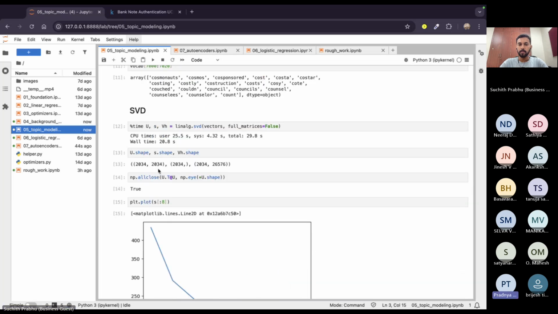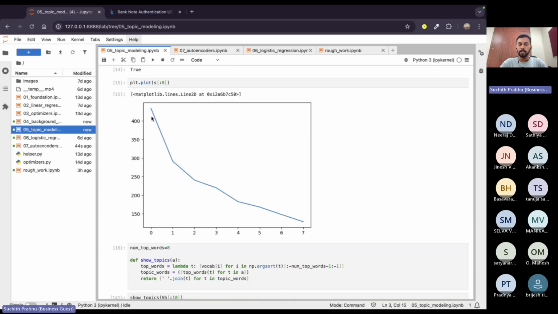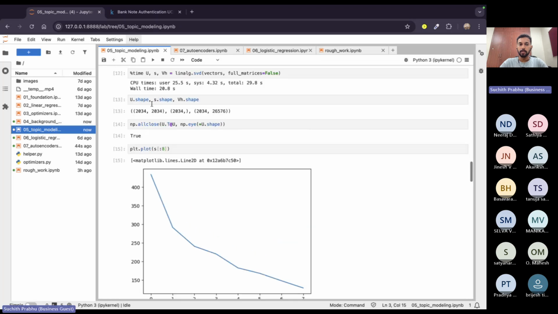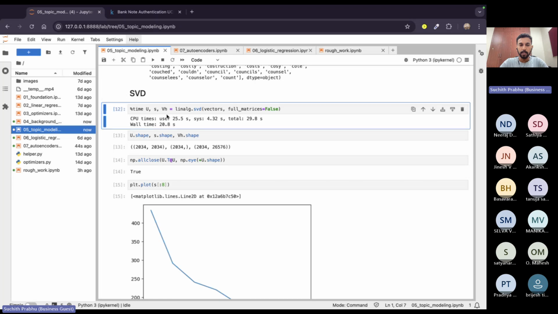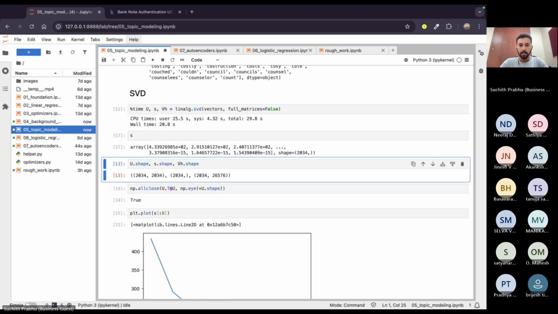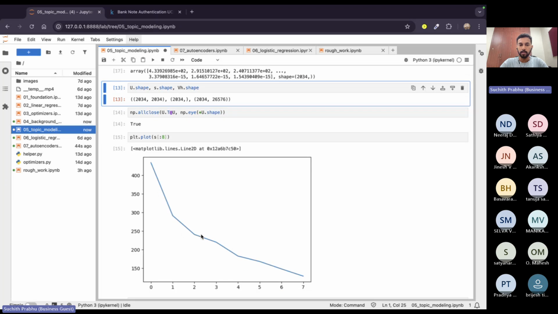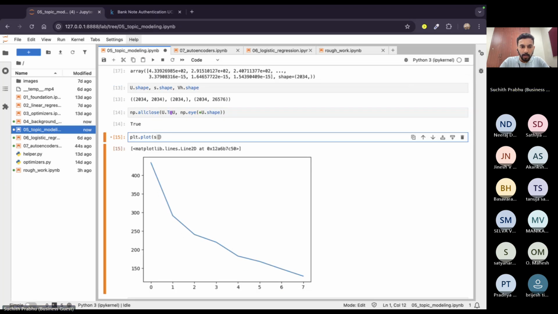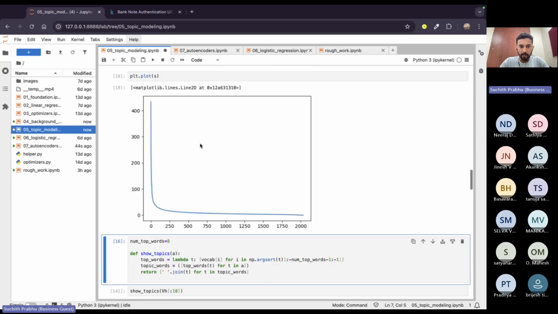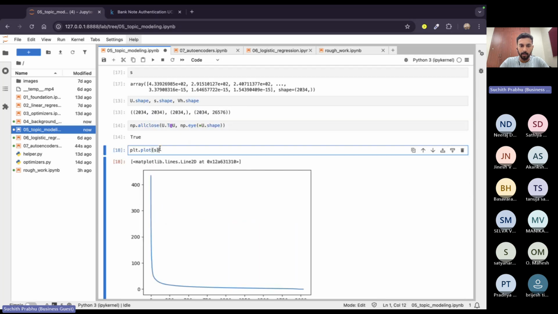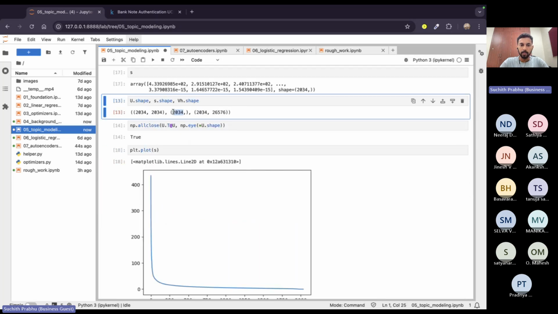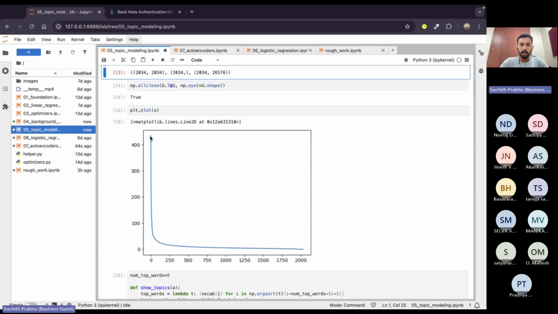So this graph, these are the singular values that we obtained. After decomposition, the S that you get, I've plotted this to get a feel of how the values change. Here I'm plotting all the 20K singular values. It starts, and around 400 it drops drastically. So there are very few important features.